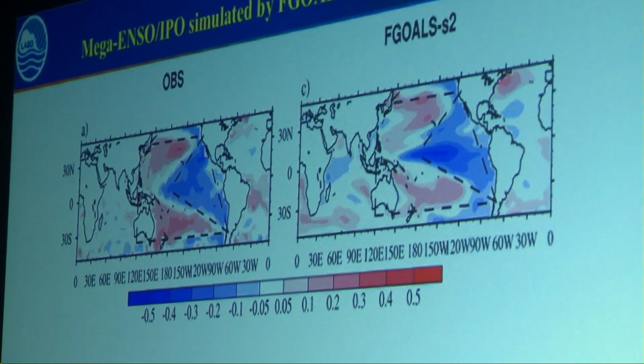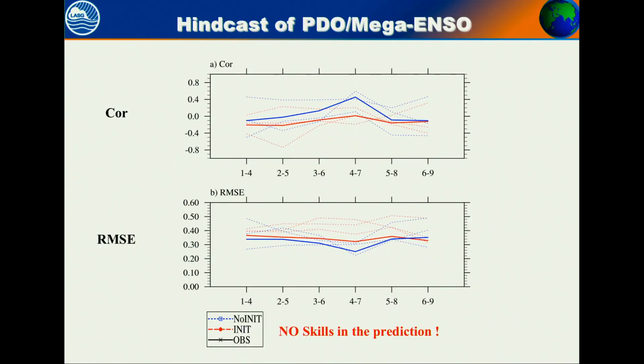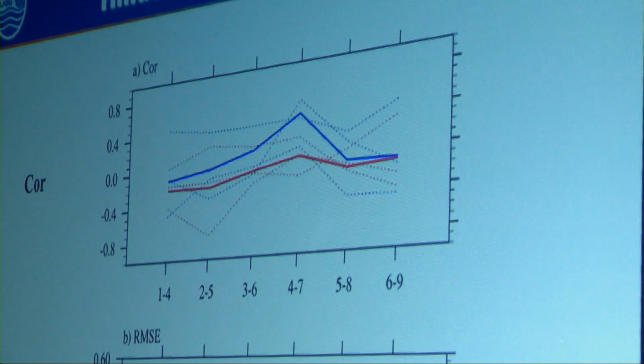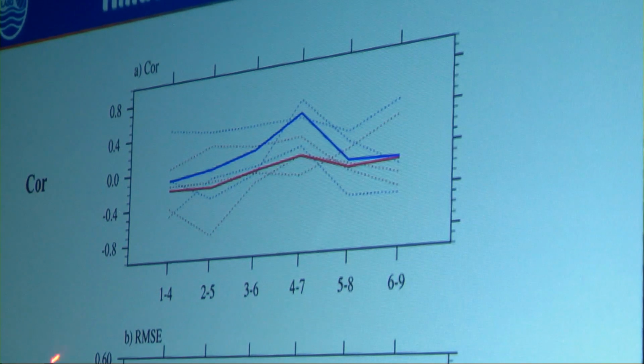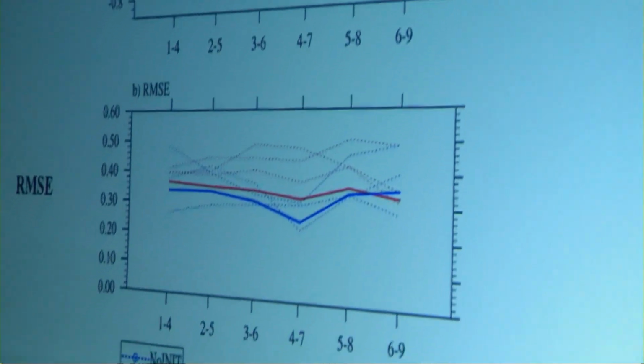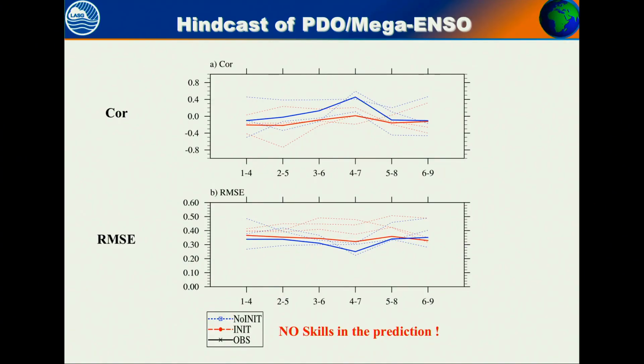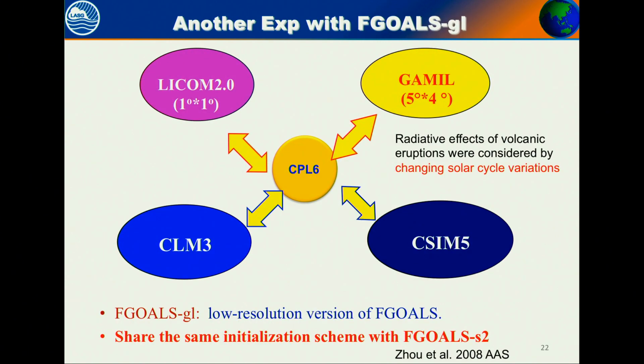How about the hindcast skill? Here, I show the correlations between the hindcast and the observation. You can find actually, in both the correlations and the root mean square errors, we cannot observe useful skill in the hindcast. We have another set of simulations.